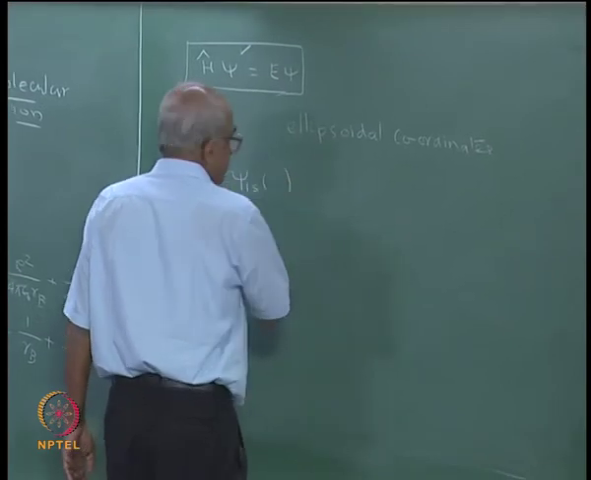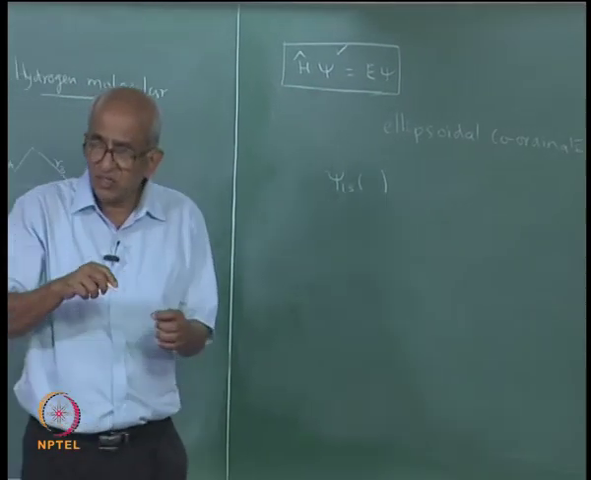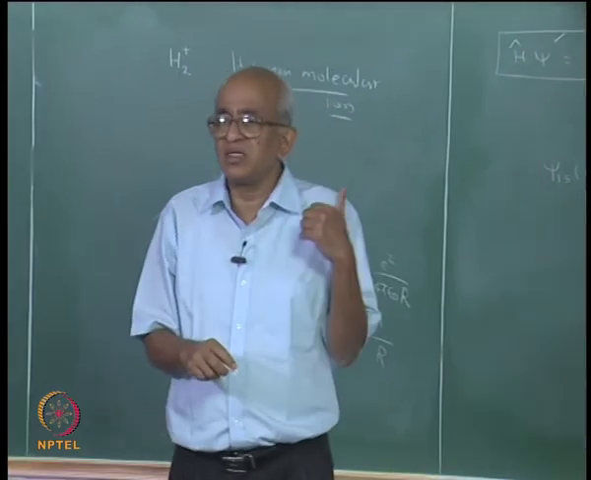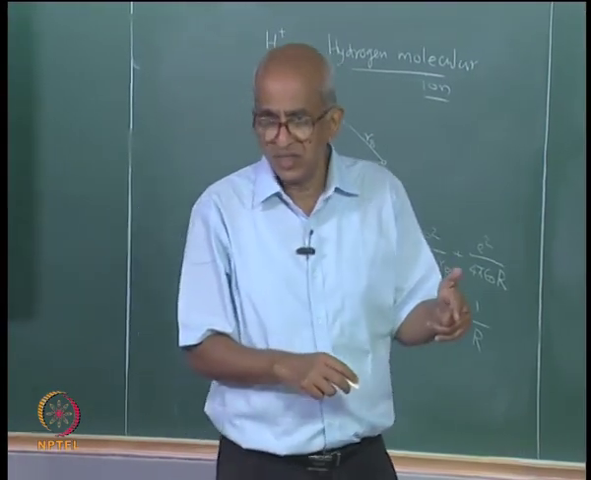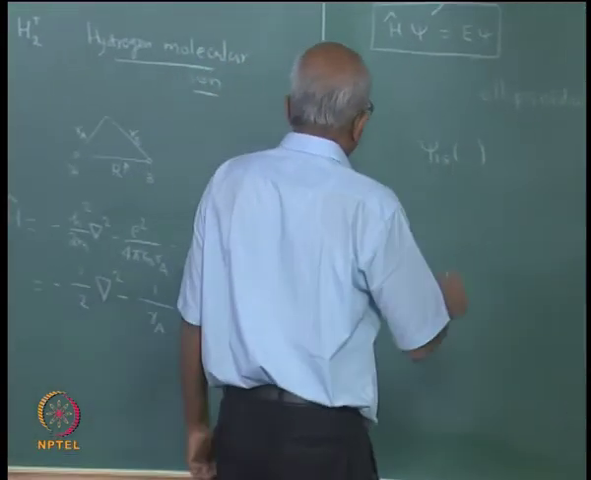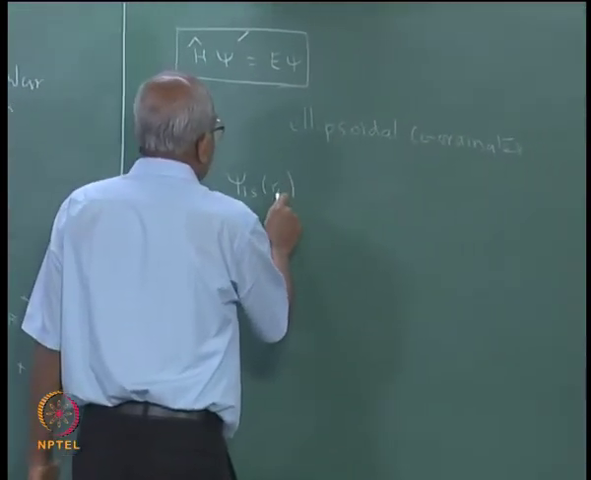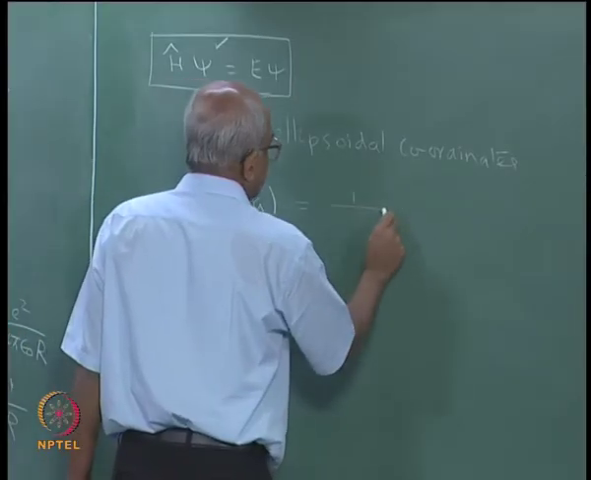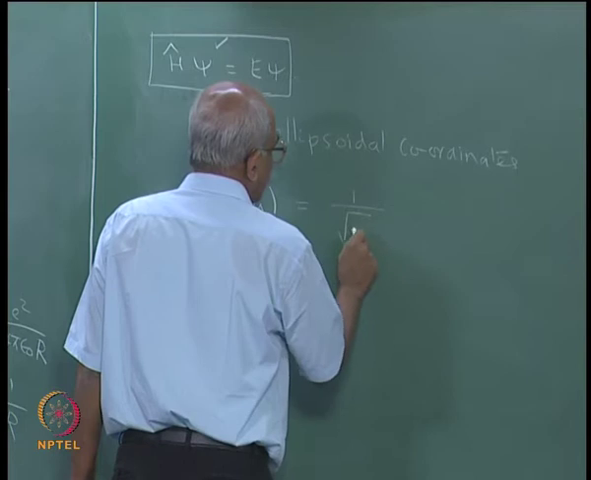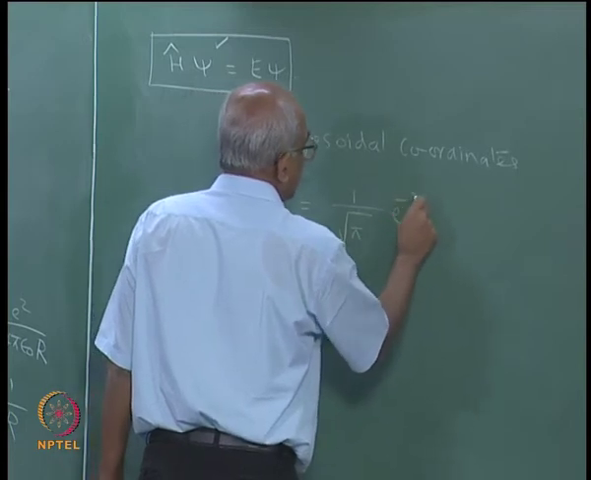What will be the coordinate that is going to occur there? It is interacting with the nucleus A. So, naturally the coordinate that is going to occur is nothing but the distance of the electron from nucleus A. So, therefore, it is going to be this one. If you want to write it in a little bit more detail, it is actually 1 by square root of pi e to the power of minus Ra, right.